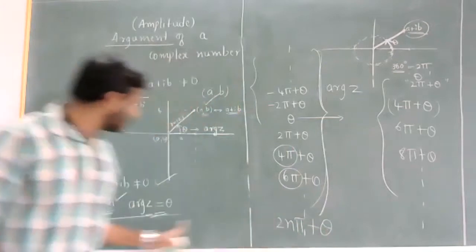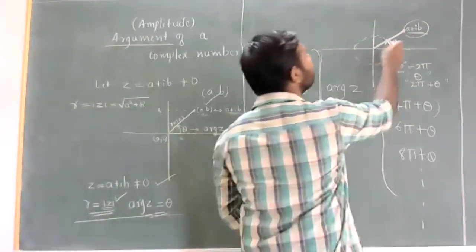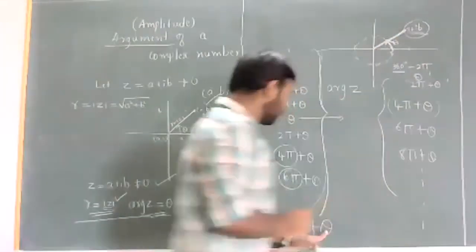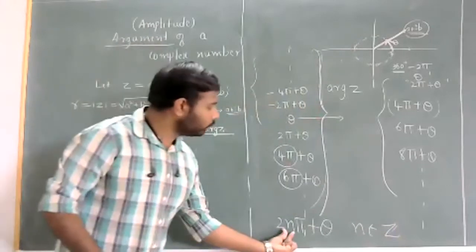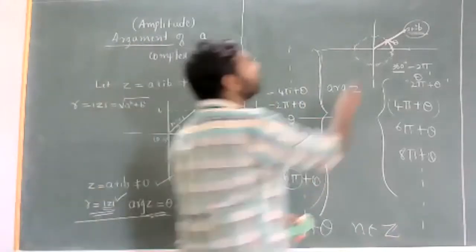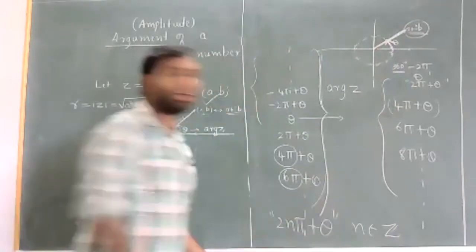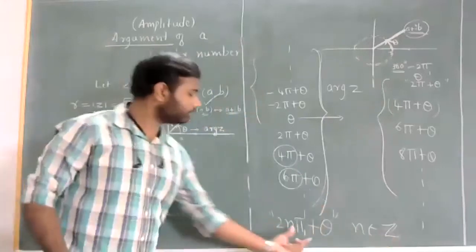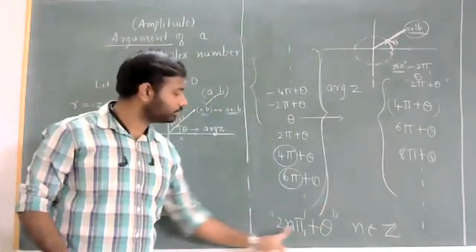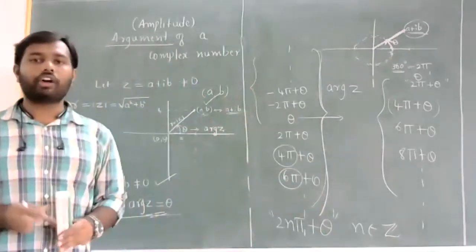If theta is an argument value, that means if theta gives this position, then for any integer n, 2n pi plus theta will also indicate the same position. So this will also be an argument. And we have infinitely many integers, so there will be infinitely many values 2n pi plus theta. Hence there are infinitely many argument values.